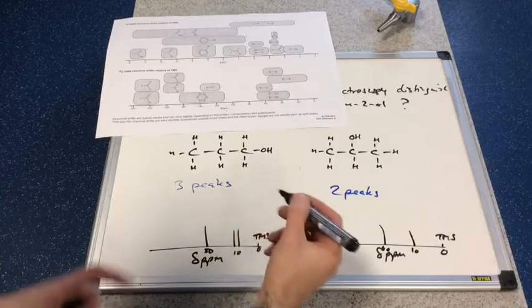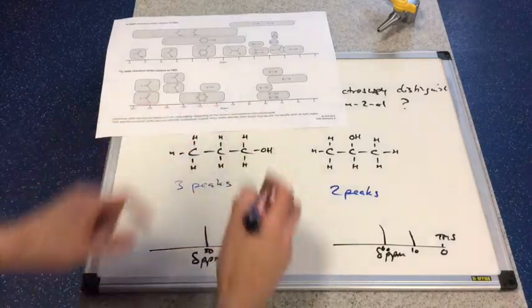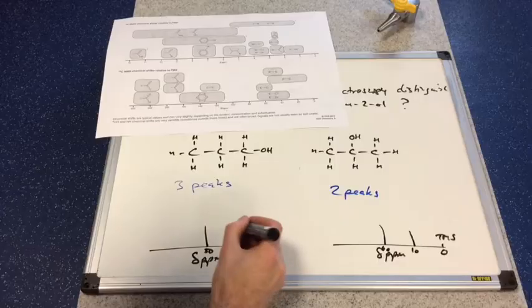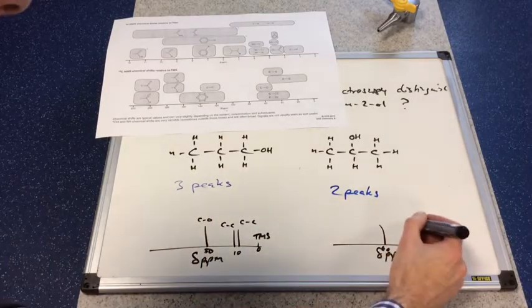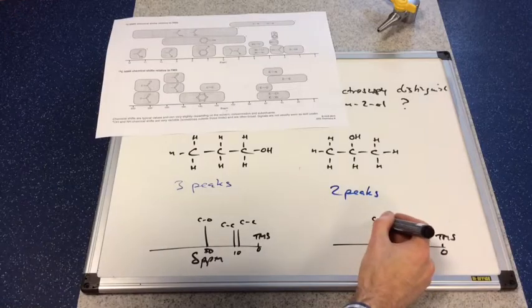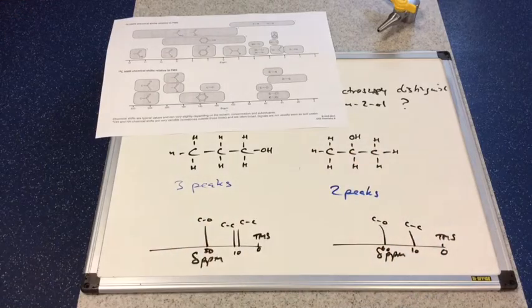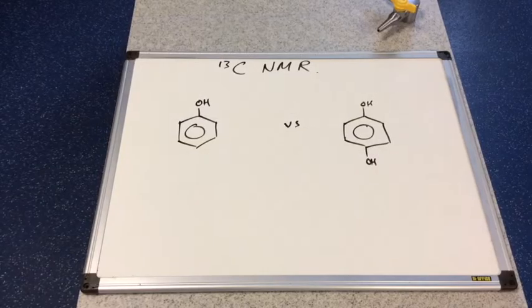So if you were interpreting your spectrum and you didn't know that, you could say, right, I've got carbon-carbon, carbon-carbon, carbon-oxygen, versus carbon-carbon, carbon-oxygen. So we'll finish with this one.